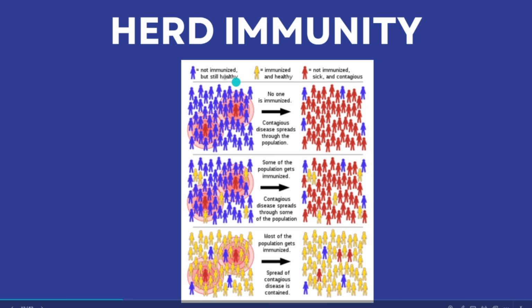The blue people are healthy persons, but they do not get the vaccine. This is a normal situation, where all are healthy. But when some people get the disease like COVID-19, with no vaccine, the majority of your population will get COVID-19 very fast. But when some of the people already get the vaccine, but the vaccination rate is very low, only 4-5% get the vaccine, it is very low. The disease still can be spread.